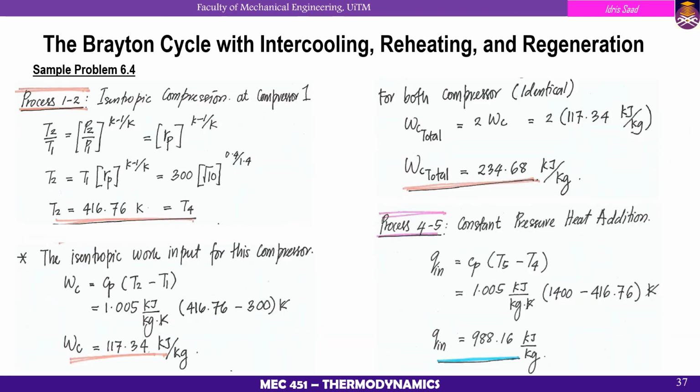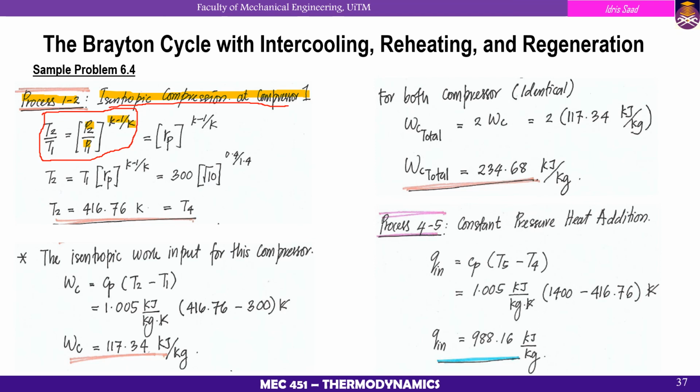Now we already have our pressure ratio, so what we have to do is go process by process to determine the temperature for each state. Now we go to process 1 to 2. This is isentropic compression at compressor number 1. We use the isentropic compression relationship between temperature and pressure: T2 over T1 is equal to P2 over P1 to the power of (K minus 1) over K.